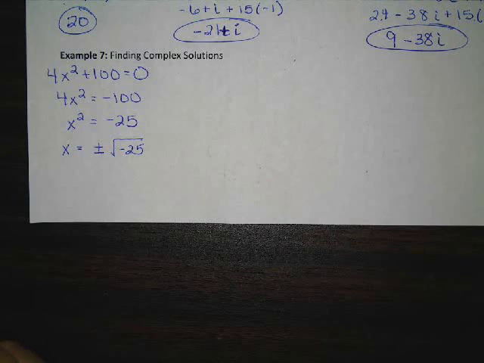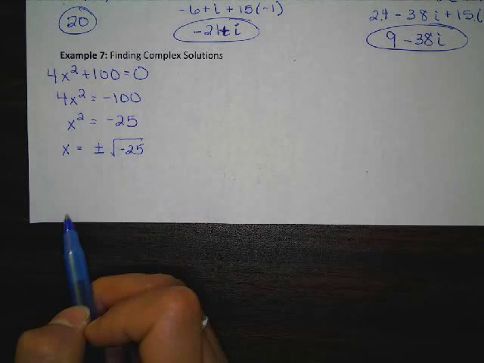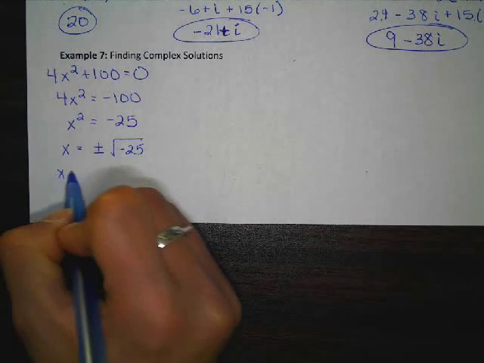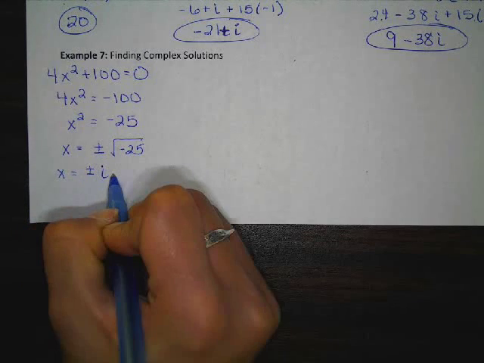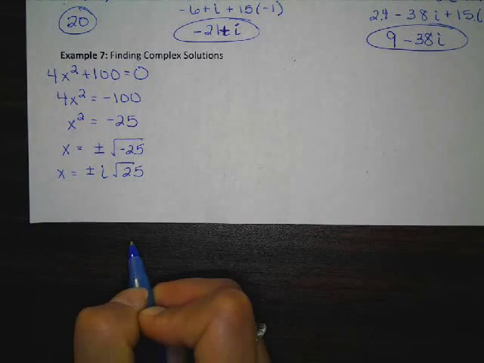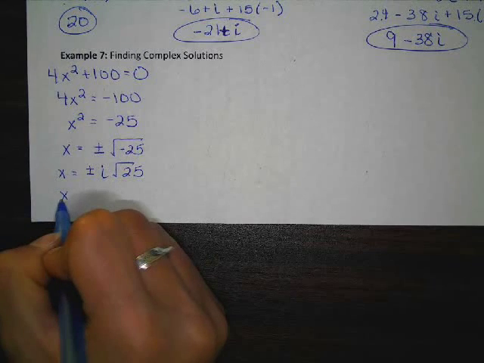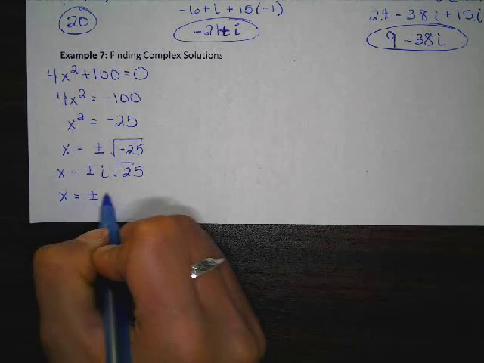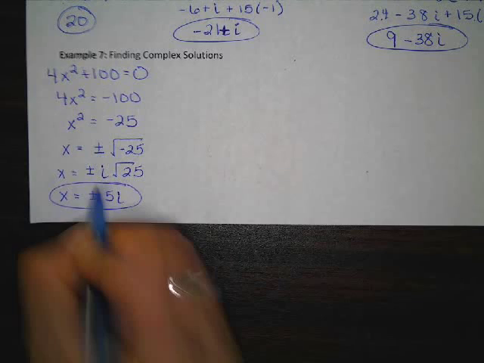Remember to always use your plus or minus signs. Very important whenever we take the square root of stuff. Alright, again, that's a negative 25, so all you have to do is pull out that i. Square root of 25, well, we know the square root of 25 is 5. So we have x equals plus or minus 5i.